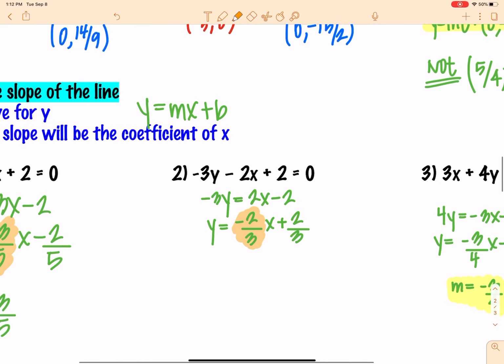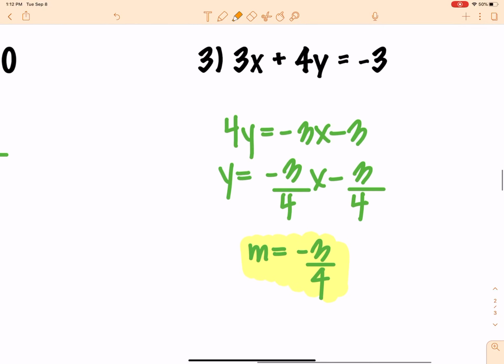Okay, your final answer, or your slope for 3, is -3 over 4.